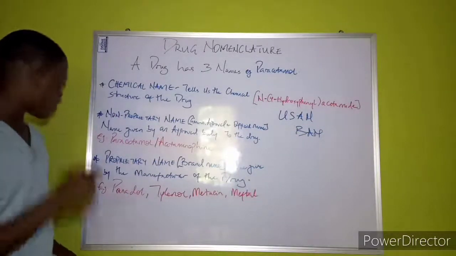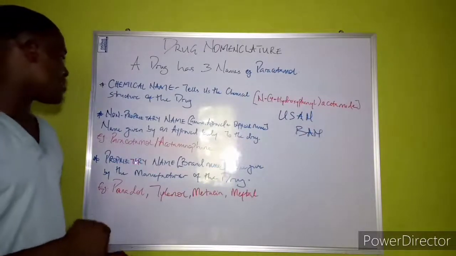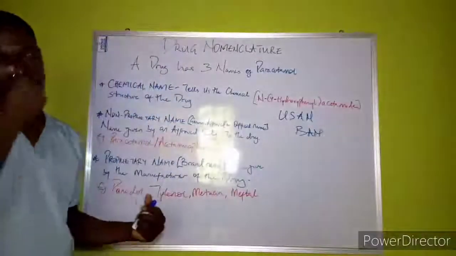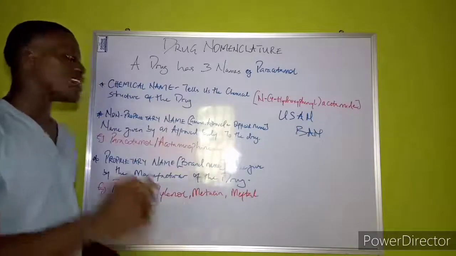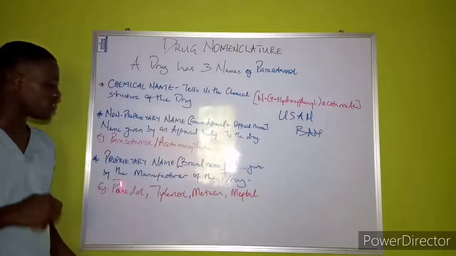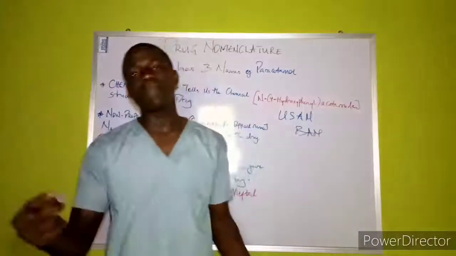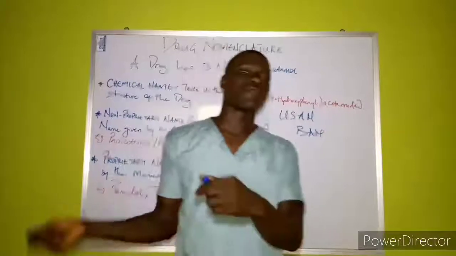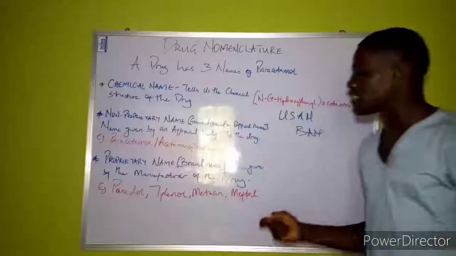Then the next one is the proprietary name. The proprietary name can also be referred to as the brand name. That is the name given to the drug by the manufacturer of the drug, that is, the manufacturing company. It is called the proprietary name.